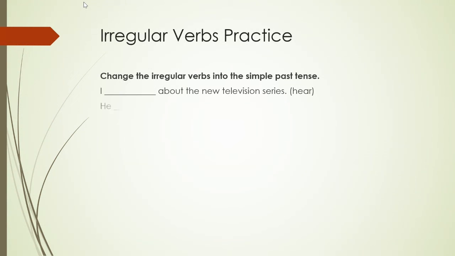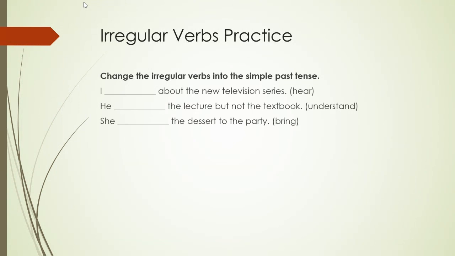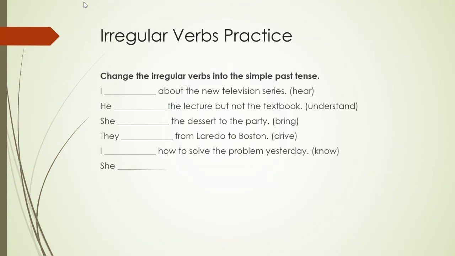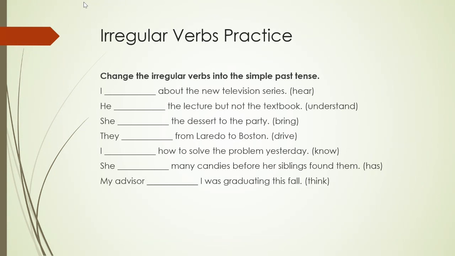To practice using irregular verbs, change the irregular verbs into the simple past tense. I blank about the new television series. He blank the lecture but not the textbook. She blank the dessert to the party. They blank from Laredo to Boston.